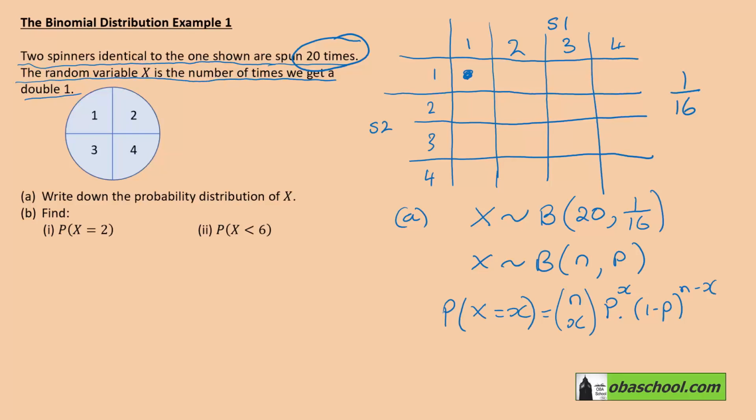If we come over here and look at B, the probability of x being 2 is therefore going to be 20C2 times 1/16 squared times 15/16 to the power 18. That's 20 take away 2.